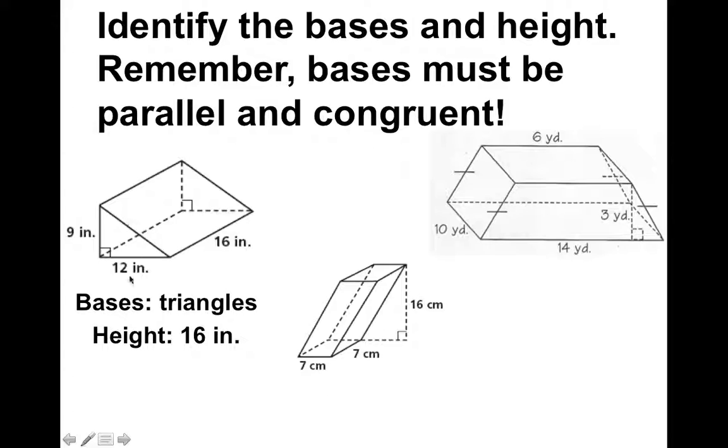Okay, hopefully you spotted that the bases are triangles. There's this triangle in front here. It's hard to shade with this. And the triangle in the back. So those are your bases. They're parallel, congruent. And the height, hopefully you did not say 9. That's not the height. That's the height of this triangle, but it's not the height of the prism. The height of the prism is 16.